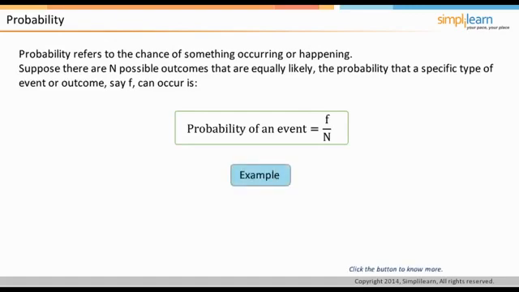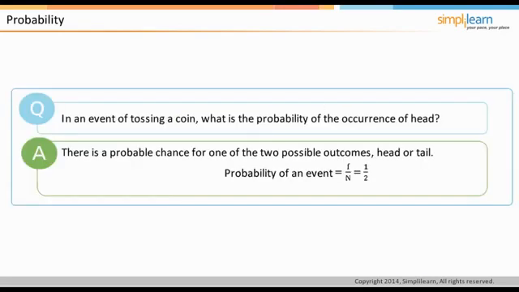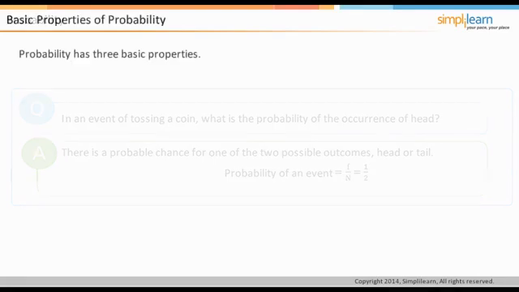Click the button to view an example of probability. In the event of tossing a coin, what is the probability of the occurrence of heads? A single trial of tossing a coin has 2 outcomes, heads and tails. Hence, the probability of heads occurring is 1 divided by 2, the total number of outcomes.